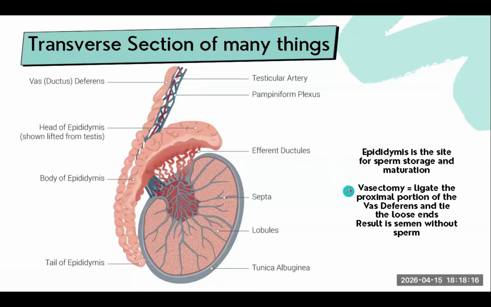Now, in case of vasectomy, you would ligate the proximal portion of the vas deferens and you would ligate the open ends, okay, the loose ends. And the result of a vasectomy is the ejaculate not including sperm, okay? And this is a contraceptive method for males.